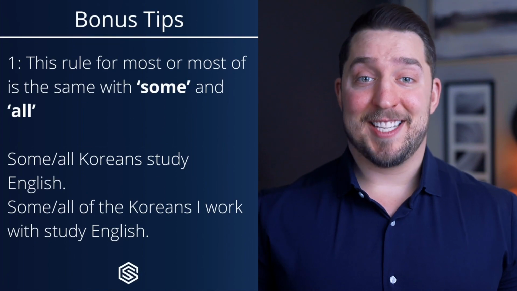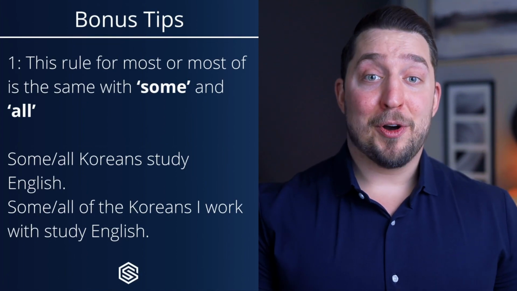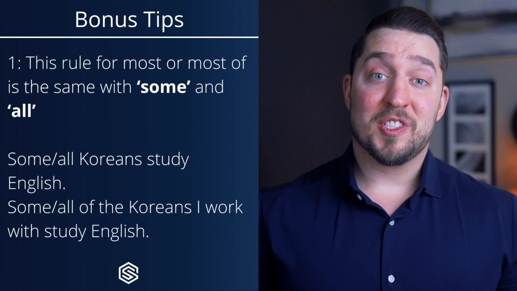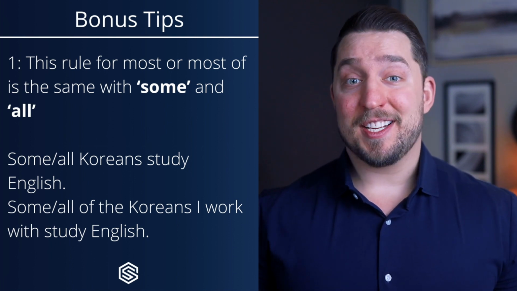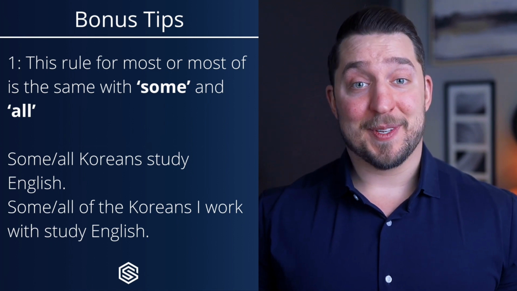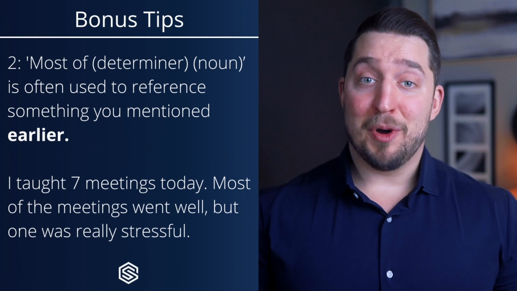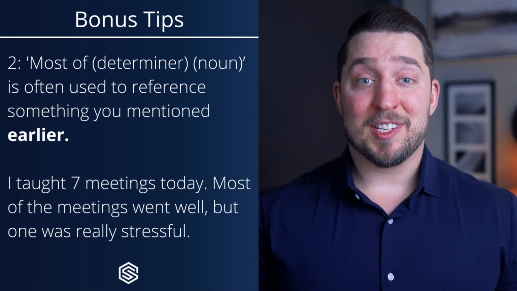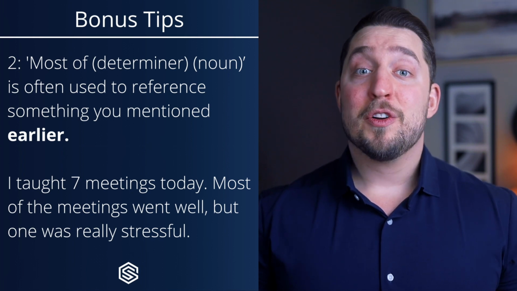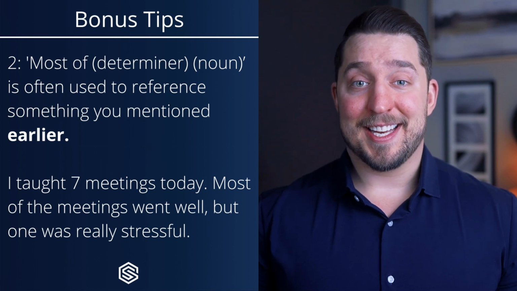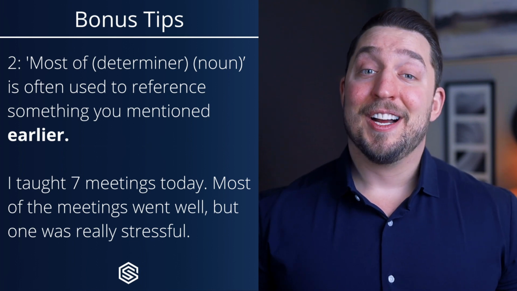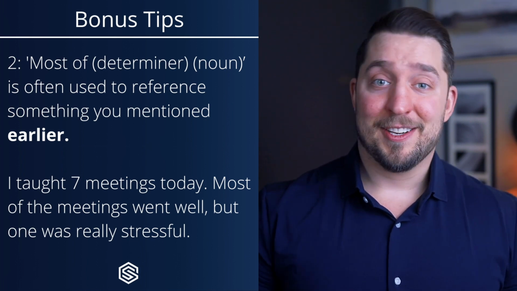Here are a few bonus tips. So first, this rule, the "most of," is also the same with "some" and "all." Use "some" or "all," and then the noun when you're not being specific. "Some" or "all of," determiner, noun when you are being specific. And second, because "most of," determiner, noun is about something specific, it's often used to reference something that you mentioned earlier. For example, "I had 7 meetings today. Most of the meetings went well, but one was really stressful." So here I'm talking about the 7 meetings that I mentioned earlier.